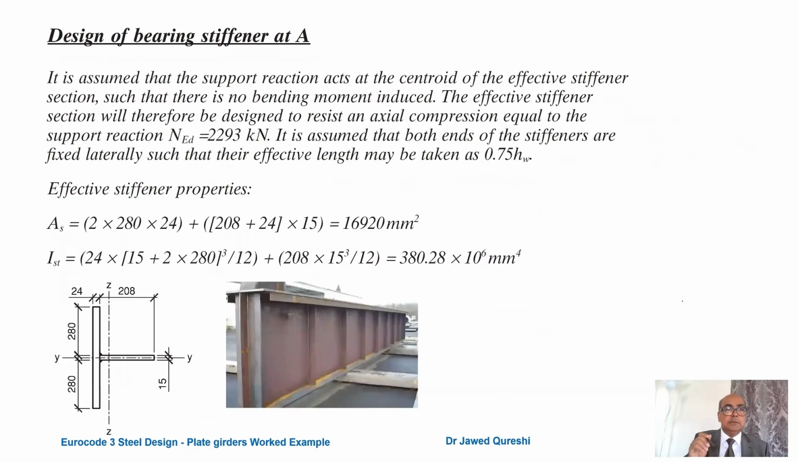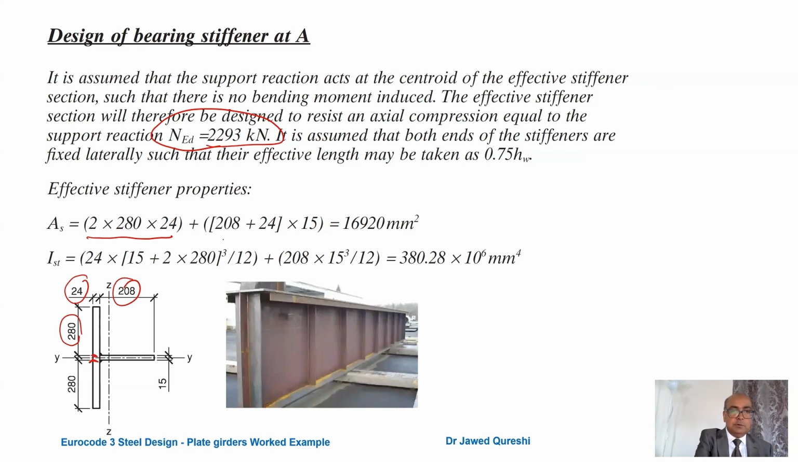Let's now work out the actual properties. The actual properties will be equal to area of the stiffener and the actual second moment of area of this stiffener. So NED, the applied loading over here, is equal to the shear, which is 2293. The area will be equal to not only area of the stiffener, but area of web as well, which is contributing to the entire shear resistance. So first, area of the stiffener itself, so 280 times 24. We have two of these stiffeners, so that's why we multiplied with 2 plus 208 and plus this portion which is 24. So 208 plus 24 times 15, we get this area.